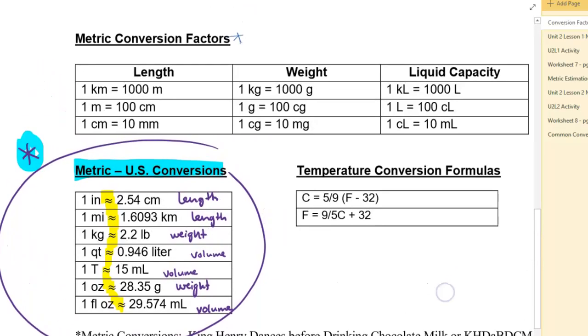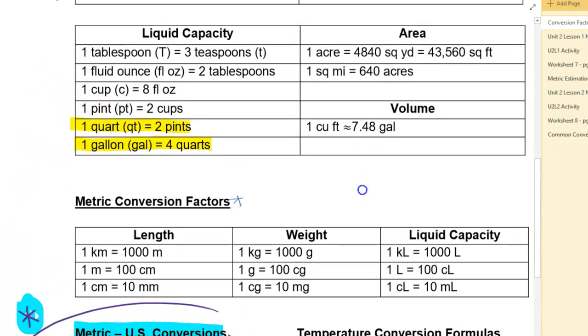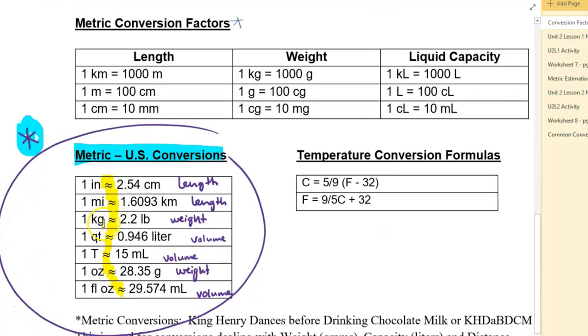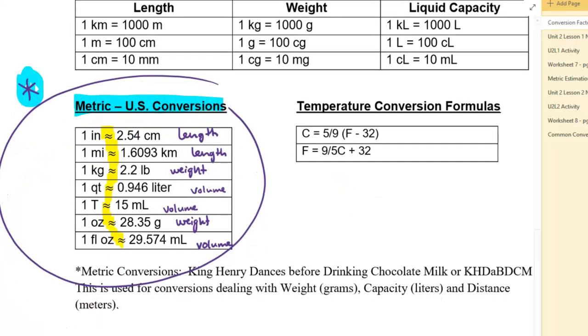Like all of these have equal signs, so these are exact conversion factors. But since we have these wavy lines, these are approximate. So we only want you to use one. So the wavy lines indicate that they are approximate conversion factors. So only use one in a problem. Okay, so let's get started.